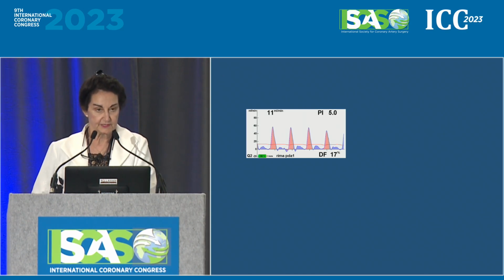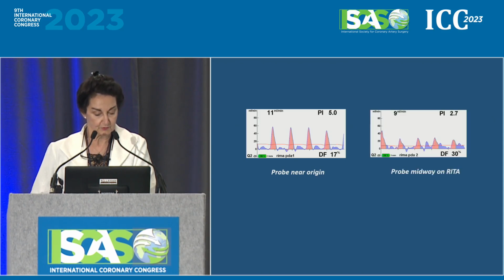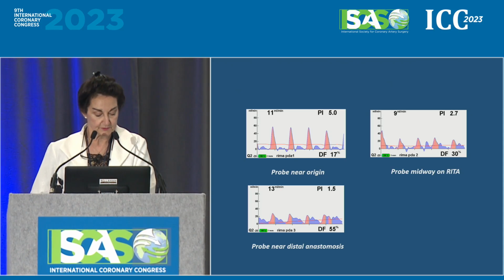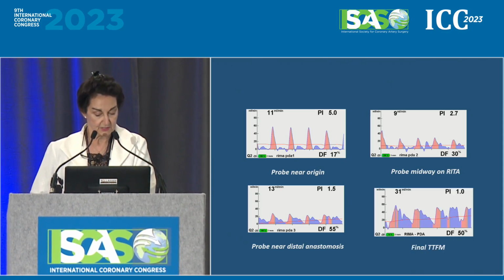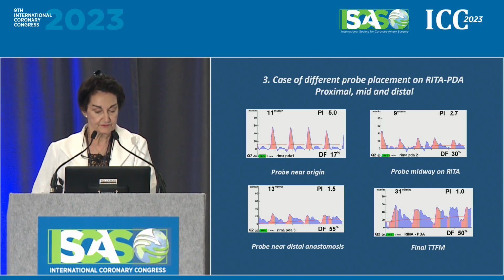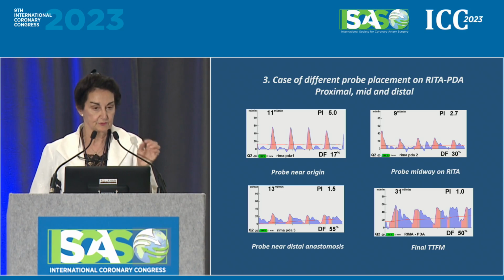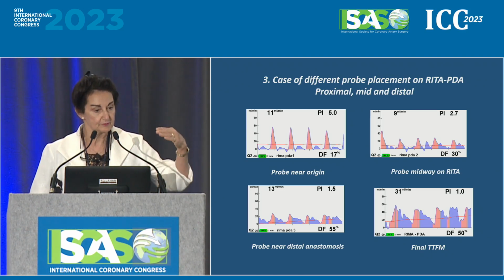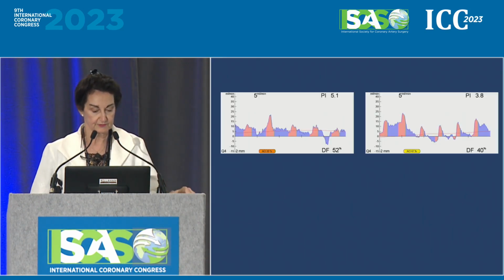Oh my goodness, not another occluded graft, the pink spike sign. This is the probe near the origin of the right mammary artery, the subclavian artery. Probe midway in the RETA, and probe near the distal anastomosis. And final TTFM. So this is not an occluded graft. This is a case of different probe placement on the RETA to PDA: proximal, mid, and distal. This artery was born a systemic artery. That's what it was born to be, so it takes a little while for it to become from a systemic artery to a coronary artery.